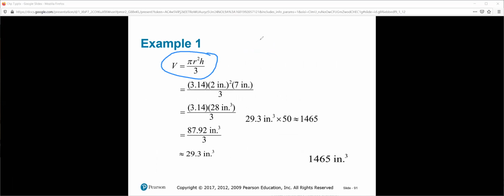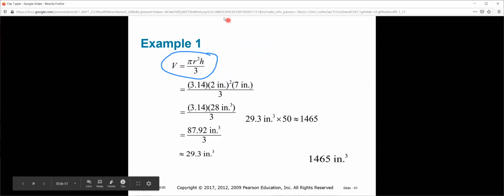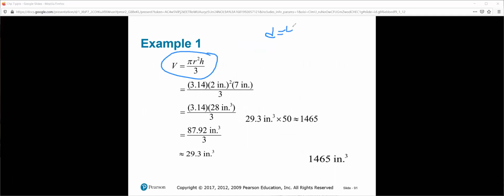Well, if I remember correctly, my diameter was 4 inches. So if my diameter is 4 inches, what's my radius? Well, radius is half a diameter. So that's 4 divided by 2, which means my radius is 2 inches. This r here is 2.